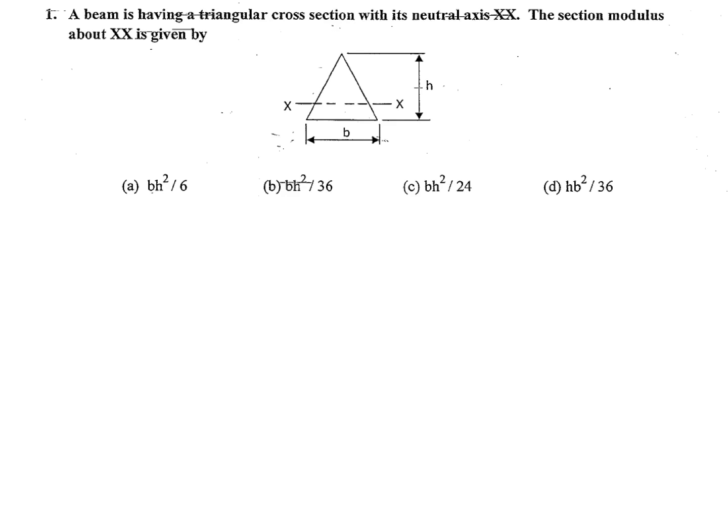A beam is having a triangular cross section with its neutral axis xx. The section modulus about xx is given by how much? Section modulus. First, moment of inertia, it's bh cubed by 36 along the neutral axis. Then section modulus is Ixx by y maximum, from this distance to this distance, 2 by 3 h.